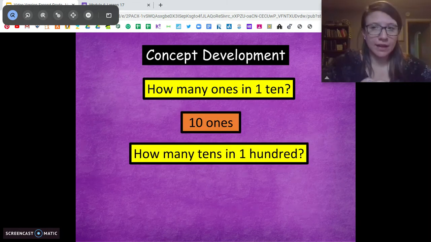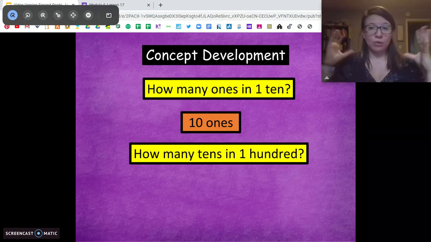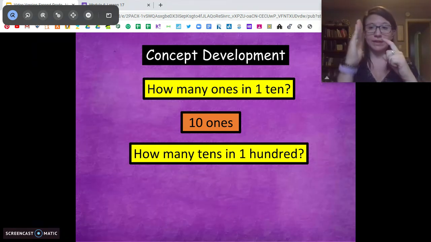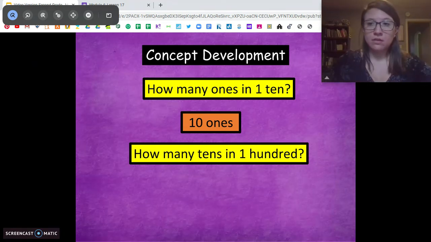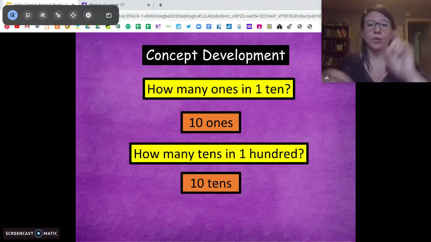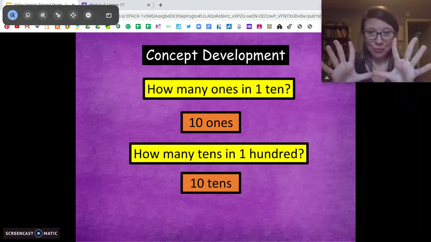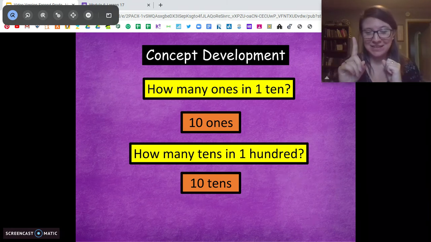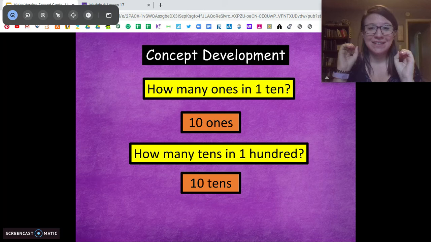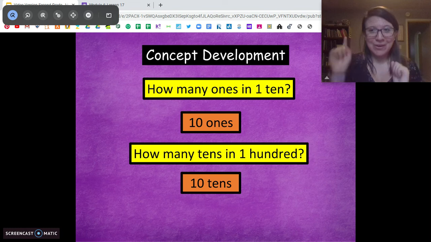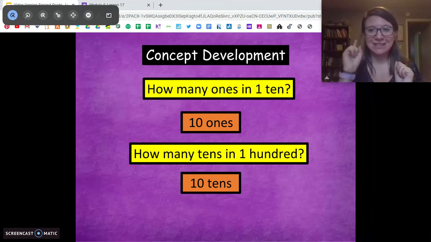How many tens are in 100? So if I give you 100, how many tens is that made up of? Think of like a hundreds block. How many tens are in that hundreds block? 10 tens. Good. So there's 10 ones in 110 and 10 tens in 100. Say that with me. 10 ones in 110, 10 tens in 100. 10 ones, 110, 10 tens, 100.